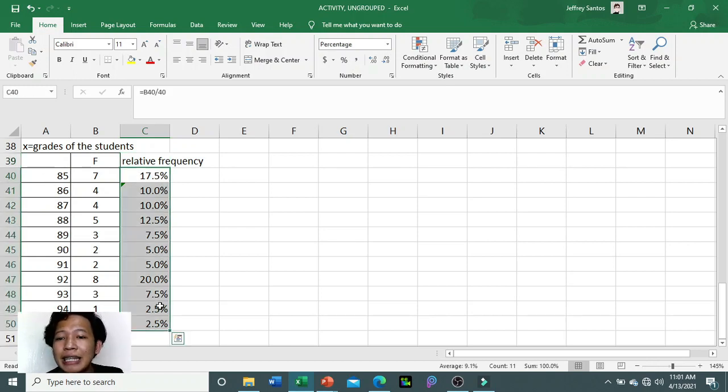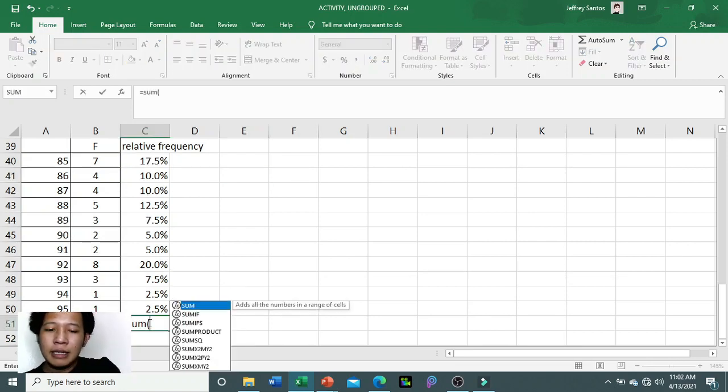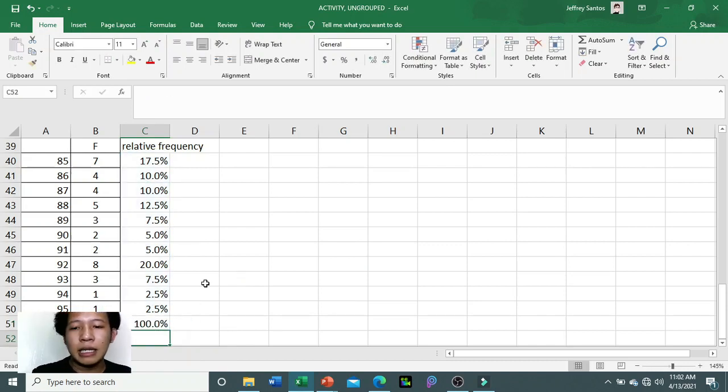Okay? So let us now check if it would sum up to 1, or in percent, 100%. So we have here, all right, it should sum up to 100%. So hence, our probability for each grade is correct. All right, so that is the probability distribution.